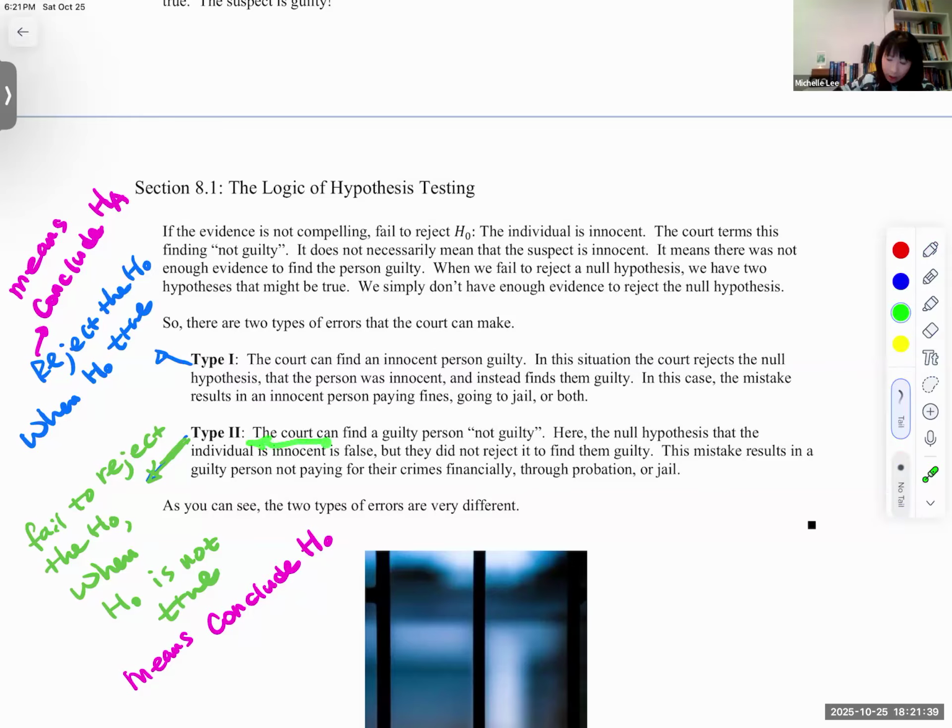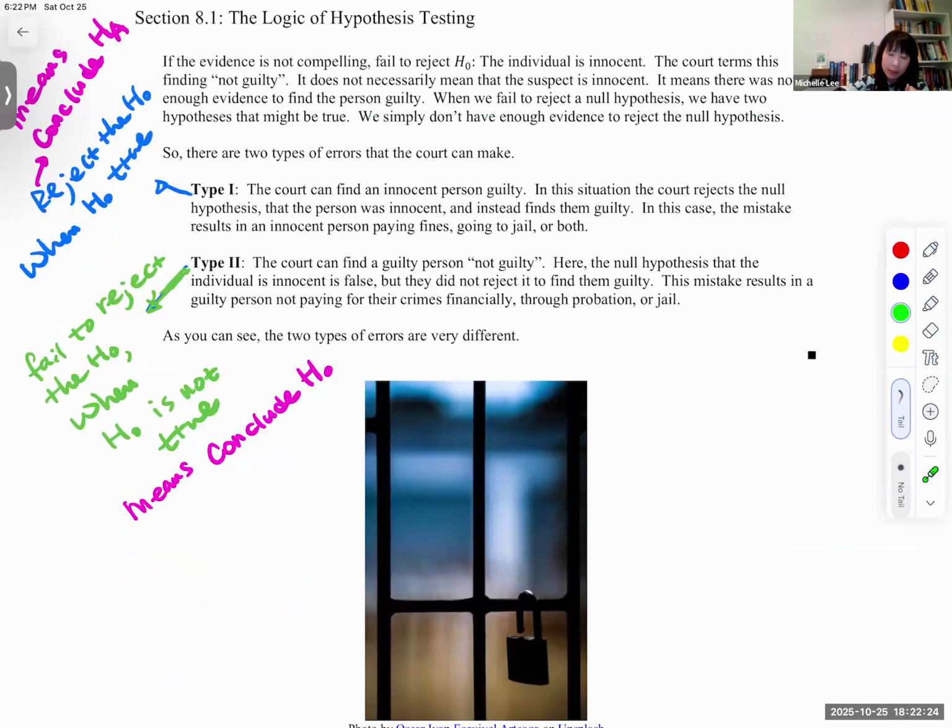So the court can find the guilty person not guilty. Here, the null hypothesis that the individual is innocent is false, but they did not reject it to find them guilty, right? This results in a guilty person not paying for the crime financially, through probation or jail. Make sense? Okay.